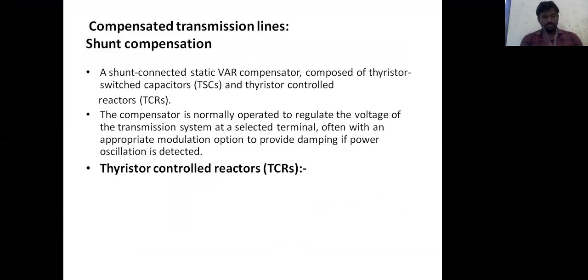So the next static compensator type is thyristor controlled reactors. This static compensator using thyristor reactor control will absorb the reactive power. The TSC generates the reactive power, and the thyristor controlled reactor absorbs the reactive power. That is the difference between the thyristor switched capacitor and the thyristor controlled reactor.